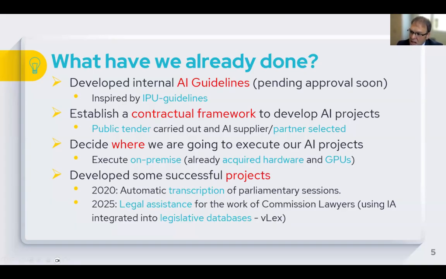Another thing we have done is decide, a strong and very difficult decision for us, where we are going to execute our AI projects. We were evaluating some cloud providers, starting to test their capabilities, and in the end, for security reasons, the most important reason, we decided to execute them on premise, in our own servers. And last year we acquired some hardware, some GPUs and machines from NVIDIA, just to run our AI projects.